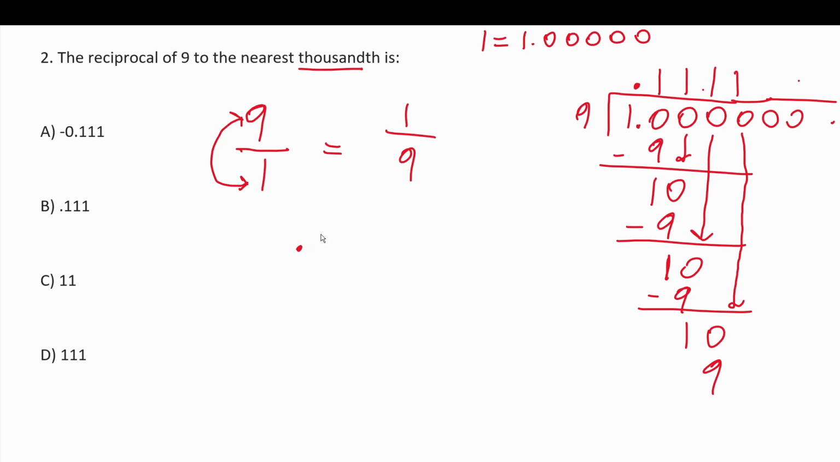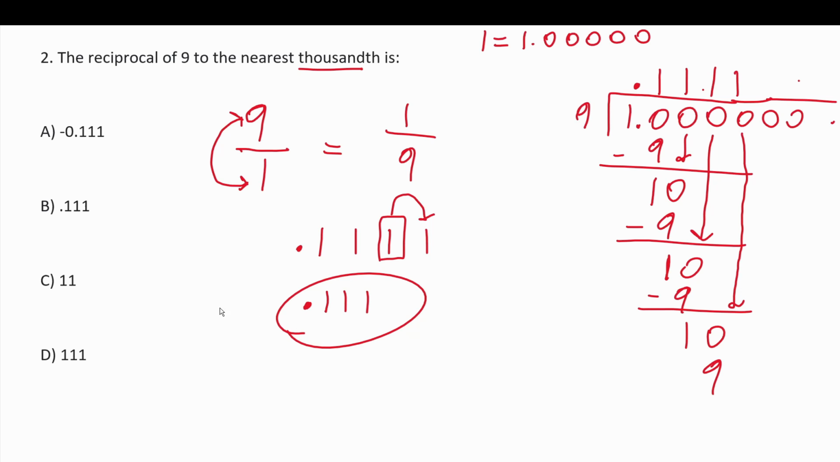Again, we have this so far, 1, 2, 3, 4. This right here is our tens place, hundreds place, thousands place. So we want to round right here. To round, we're looking to the number to the right. And if it's 4 or below, we're keeping this number the same. If it's 5 or above, we're rounding up. And if we look to the right, you can see we have a 1. So this is just going to round to 0.111, which is answer choice B.